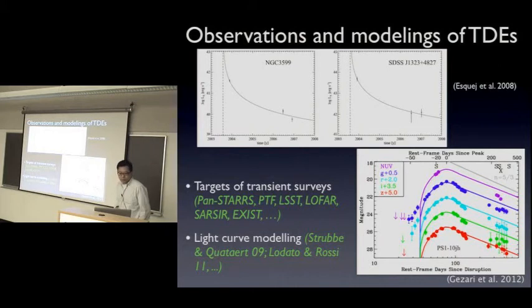Since TDE is a very rare event, up to now we only have about 15 candidate events detected. Here are a few examples of the TDE light curves. So when it comes to modeling of a TDE light curve, in the past people just simply used the t to the minus 5/3 fallback power law to fit the light curve, which to me at least has two dangers.